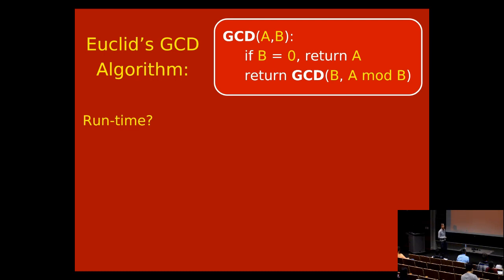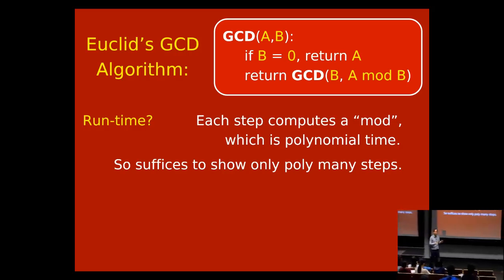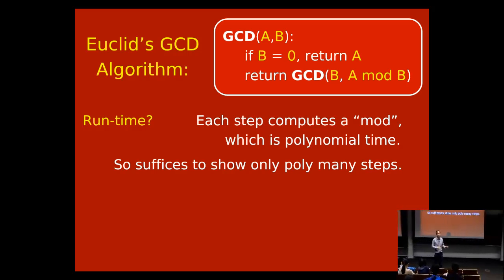Now, as usual, we care about what its running time is. And again, imagine these are really huge numbers with hundreds and hundreds of digits. Well, let's look at this. At every step, we do one number mod another number. And this is polynomial time, right? We talked about the algorithm for division. So computing the mod is polynomial time. So basically, we only need to show that we do a polynomial number of these big steps. Or, you know, the number of lines in this execution trace is polynomial in the number of digits of the numbers.